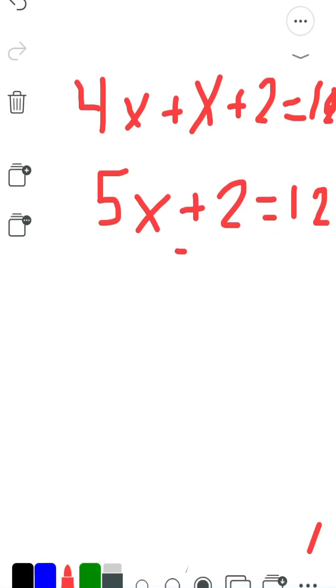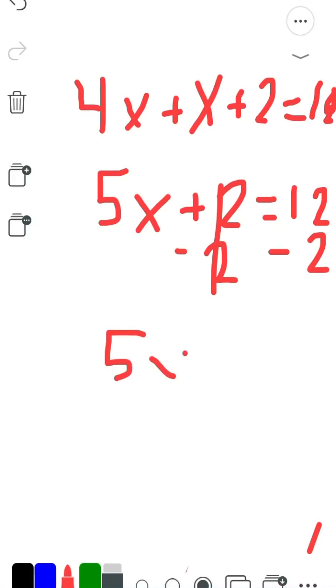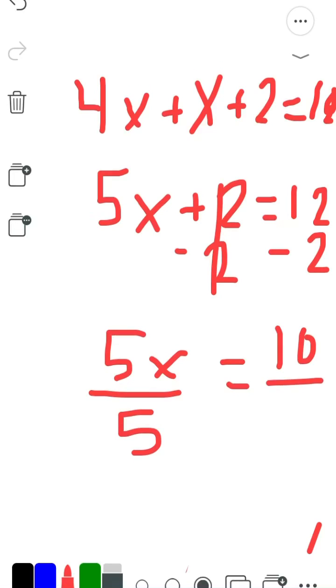So basically we do the same thing. We subtract 2. So 12 minus 2 is 10. And then 5 times something is 10. So we divide by 5. And then we get our result as x equals 2.